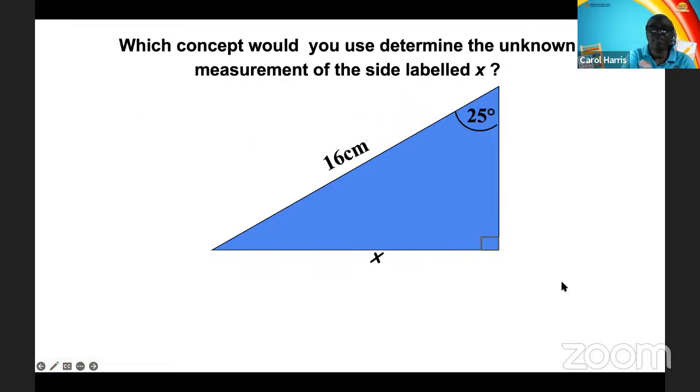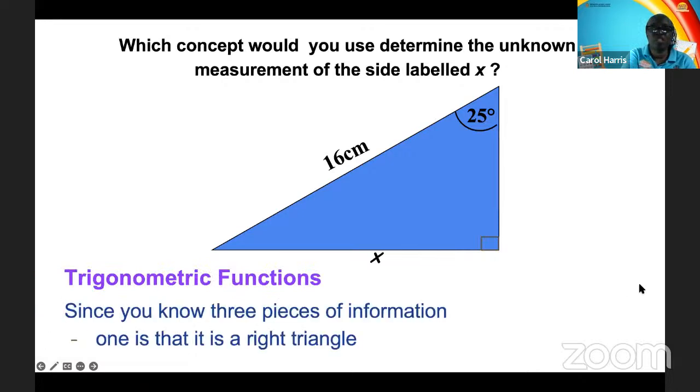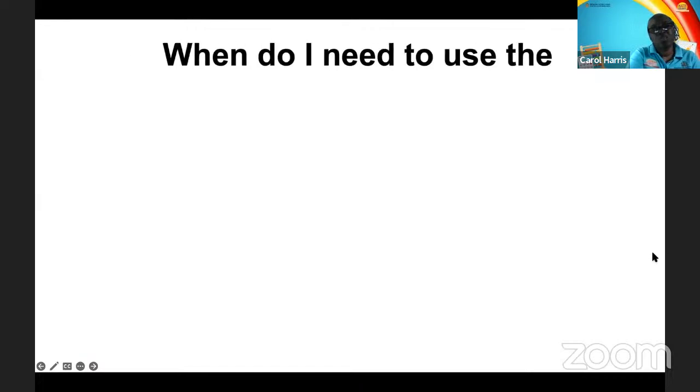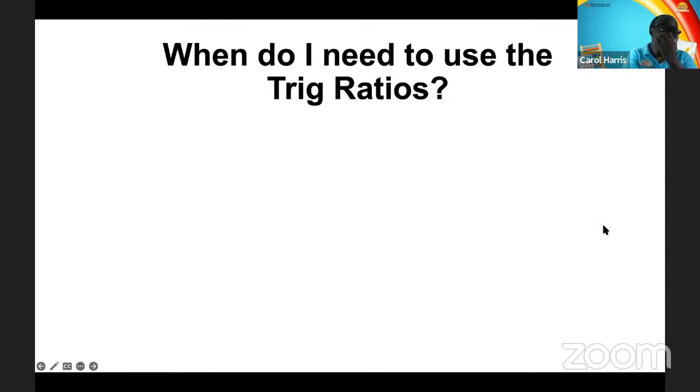All right. So we've used our trig ratio, since we know it's a right angle. True, we know it's a right angle. We know that we have one angle that is 25, and we want to find the side opposite to the given angle. And so the trig ratios, we use them when we have a right triangle, and we want to find either the sides or the angles. So when do I use the trig ratios? When I have a right triangle.